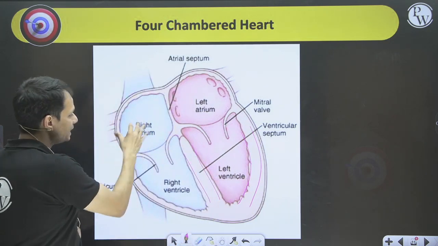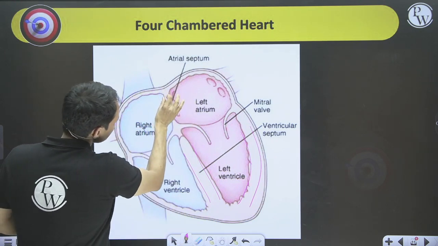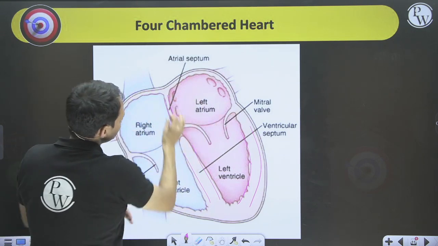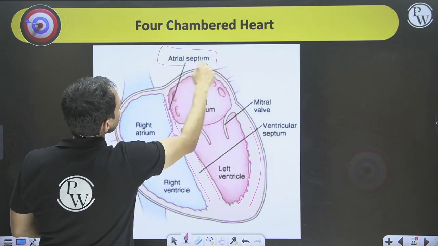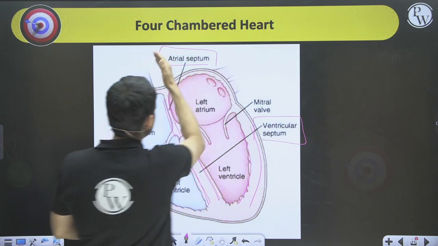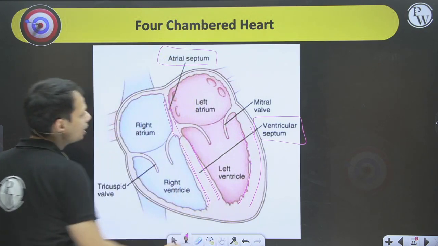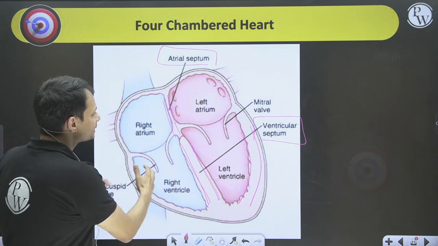We have the right atrium, right ventricle, left atrium, and left ventricle, and you can see that there are two sides, the right side and the left side. They are divided by a septum, right? This is called the atrial septum, and this is called the ventricular septum. So, atrial septum, ventricular septum. There is a division or a wall which is called the septum. The septum divides the heart into the right side and the left side.